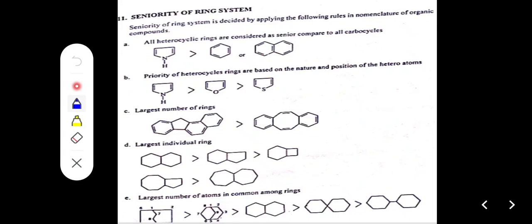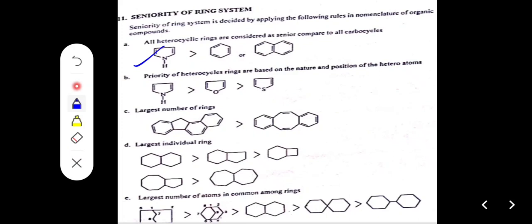Okay. Next one, seniority of ring system. The last slide, that is seniority of ring system, is described by applying the following rules in nomenclature. If there are consecutive rings, we have to consider the preferences. Which one is preferred more than the other? So all heterocyclic rings are considered senior compared to all carbocyclics. Heterocycles are cycles having a heteroatom, maybe nitrogen, oxygen, sulfur, and so on. Carbocycles have only carbon or hydrogen and no heteroatom. That's why pyrrole is preferred over benzene and naphthalene.